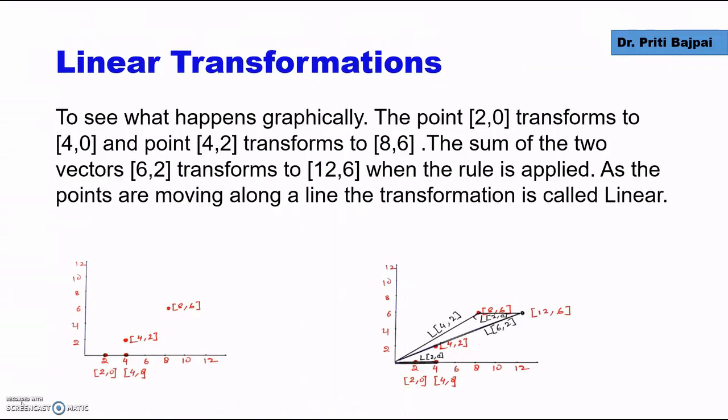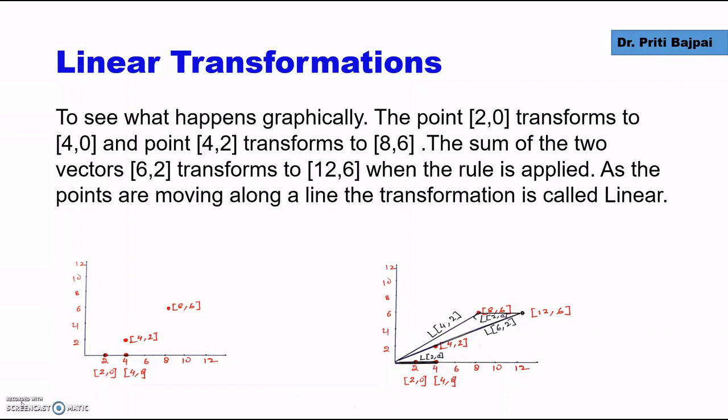Now we can see the point (2, 0) on the real axis gets transformed to the point (4, 0) when our rule L is applied, and the point (4, 2) gets transformed to (8, 6). Now let's add the points (2, 0) and (4, 2). We get the point (6, 2). That point, which is the sum of the two vectors, gets transformed to the point (12, 6).